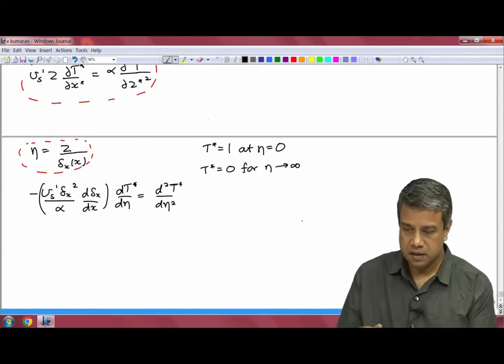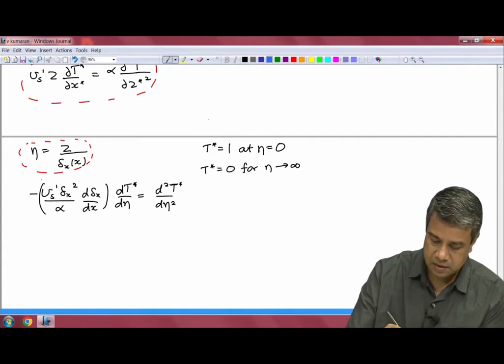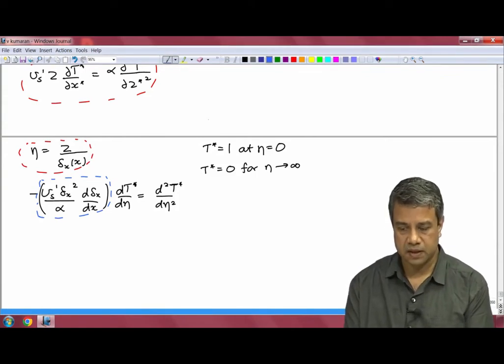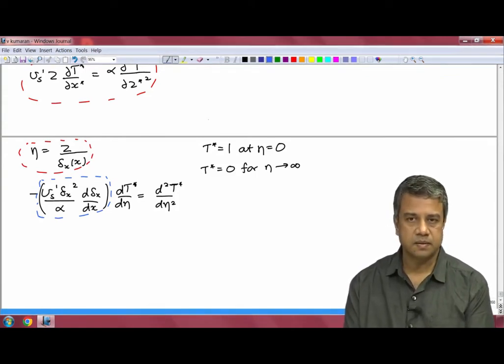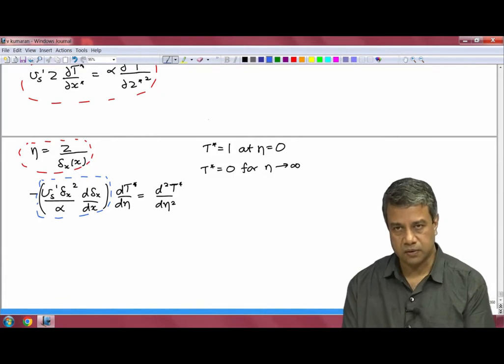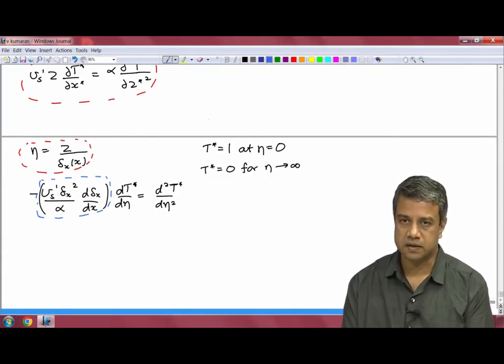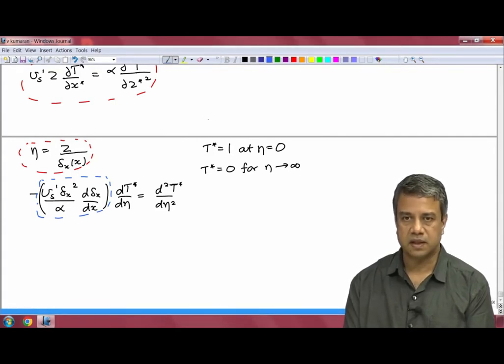A similarity solution can be obtained only if this term is a constant, and we had set this term to some constant value. I told you that the temperature in terms of eta will depend obviously on the constant. The temperature in terms of the original variables, x and z, will not depend, and I will show you that.